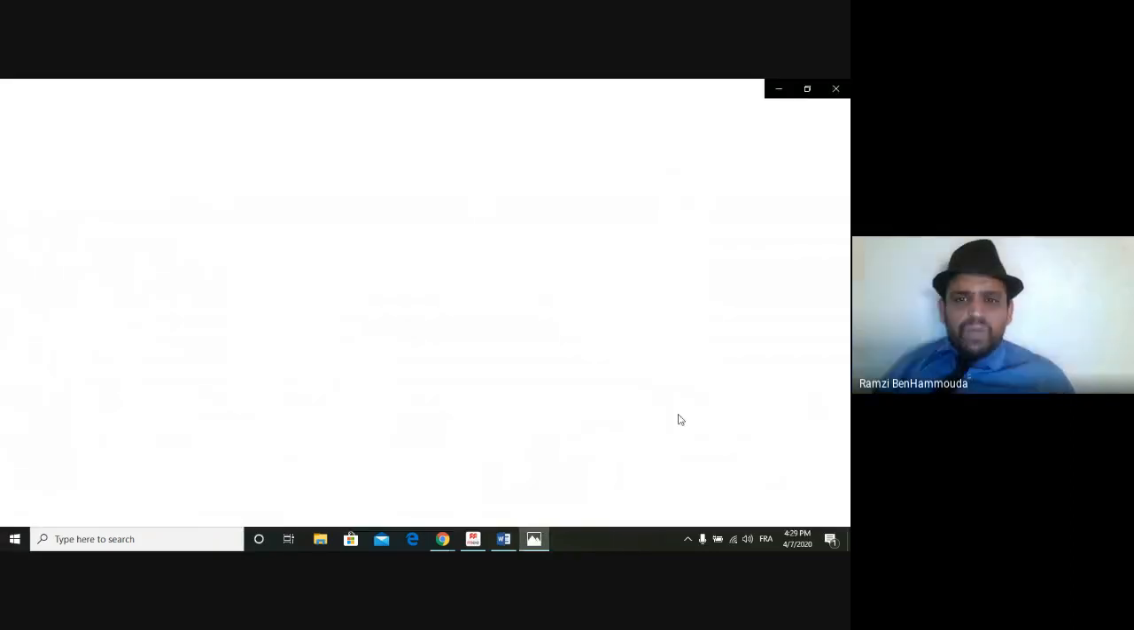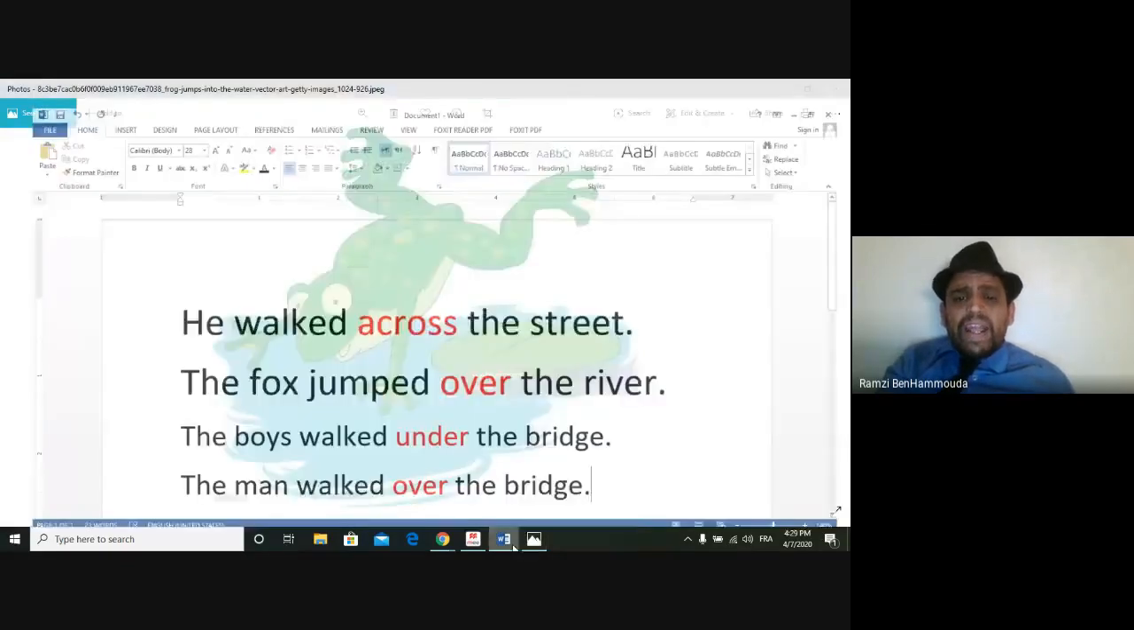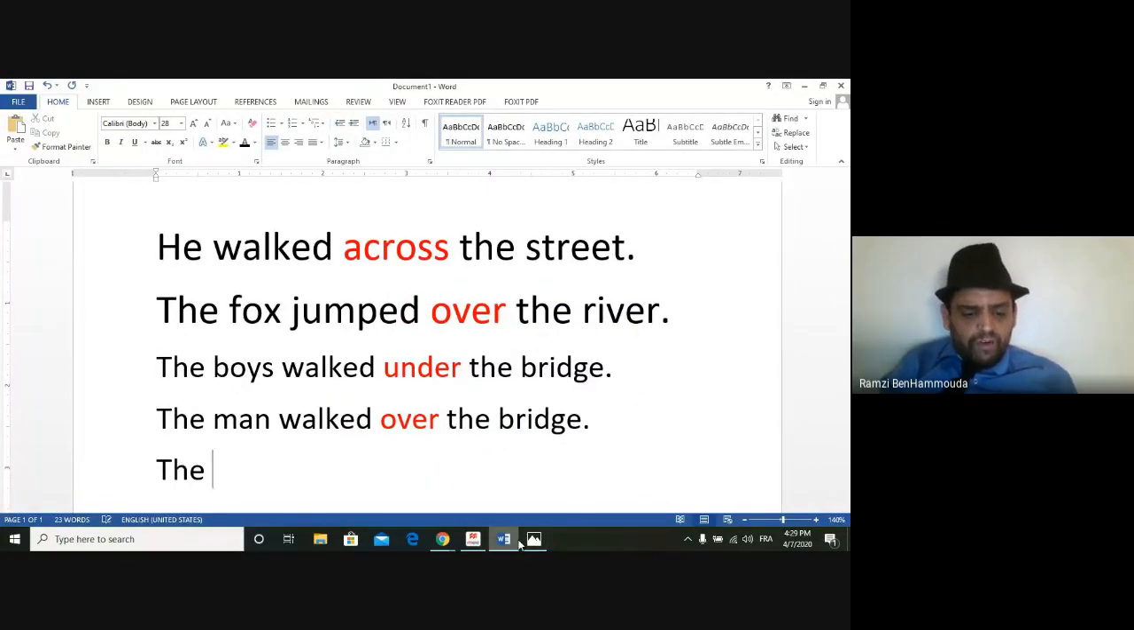Here, the frog. As you know, the frog is an animal that lives in the water and in the land. So here, the frog, he was on that lily, as you can see it. So he jumped in the water. So we say in or into. So here, the frog jumped. I changed the color. Into. And back to the black.